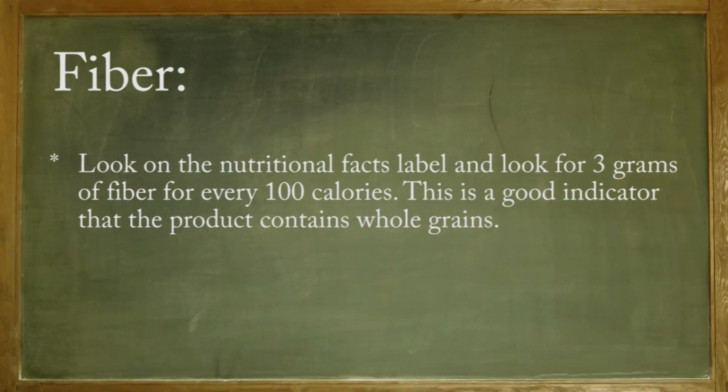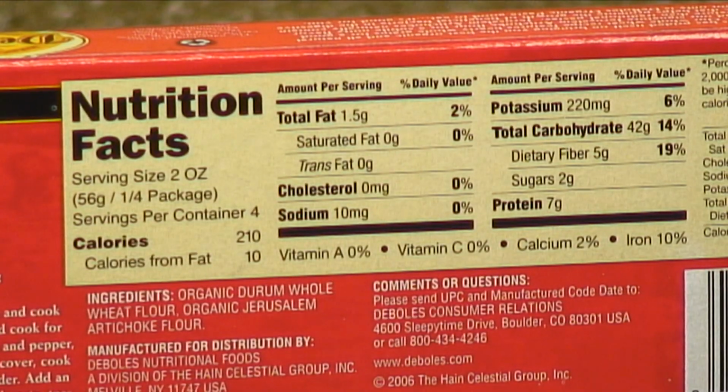We also want to take a look at fiber when we're looking at our nutritional facts and our label information. What we really want, especially if it says whole grain on it, is 3 grams of fiber for every 100 calories. So that becomes our measuring stick. We picked up some pasta out of the store, and it says it's whole grain. We look at this one here, it has 210 calories, and the fiber is, do you see it there? Yep, 5. There it is, 5.